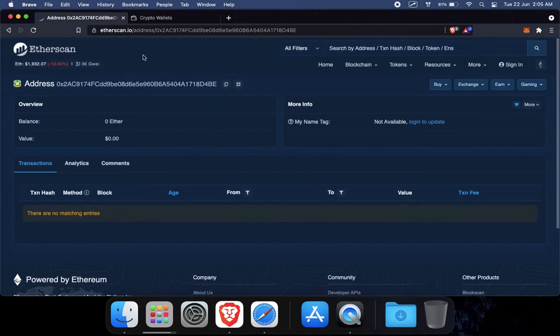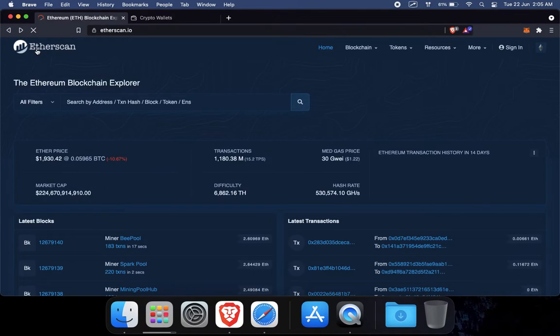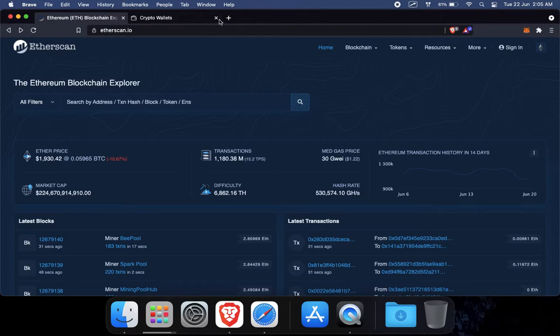This is how you would search. And if you had an address which had money, you'd see a list of transactions here, which show you the money coming in, right? Let's go back to the home page. Okay, so now that we've looked at how to search for an address, later on I'll show you how to search for other things as well.